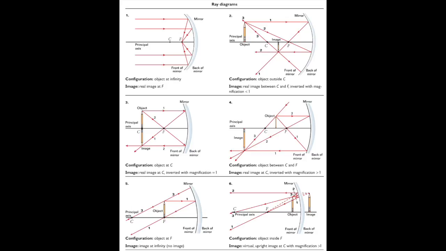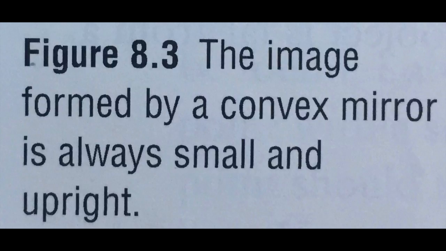On the other hand, when the object is far from the concave mirror, the image is inverted and smaller than the real objects. Convex mirrors are more common than concave mirrors. Convex mirrors always produce small upright images as shown in figure 8.3. Figure 8.3. The image formed by a convex mirror is always small and upright.